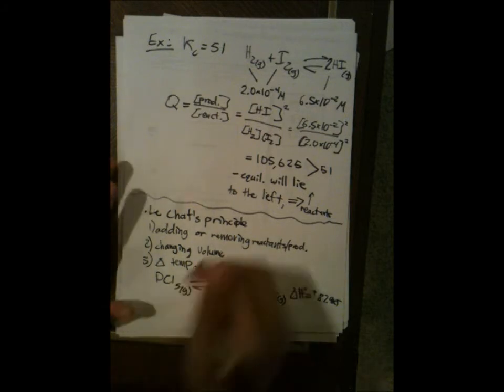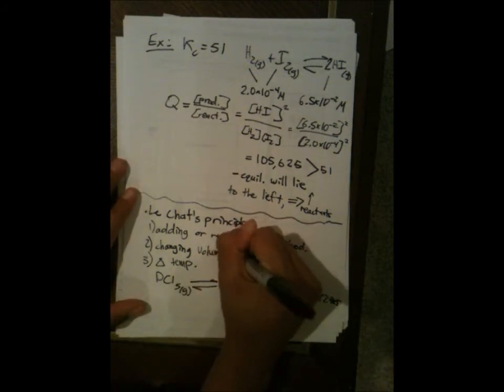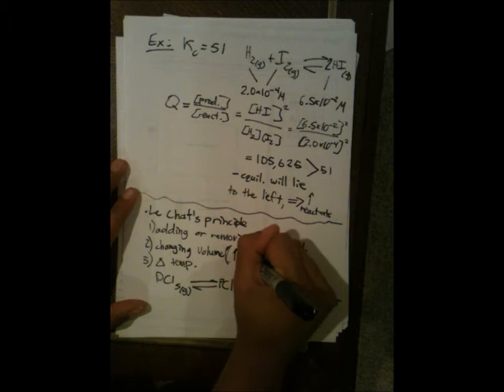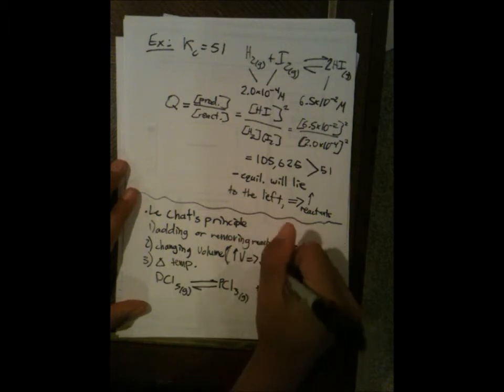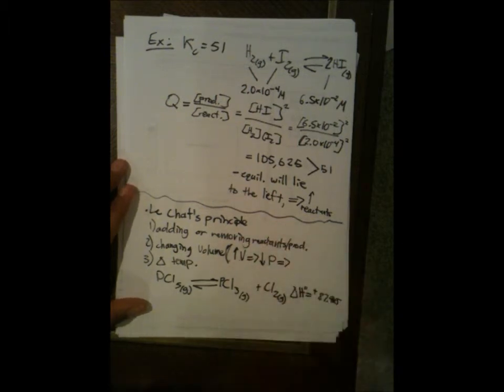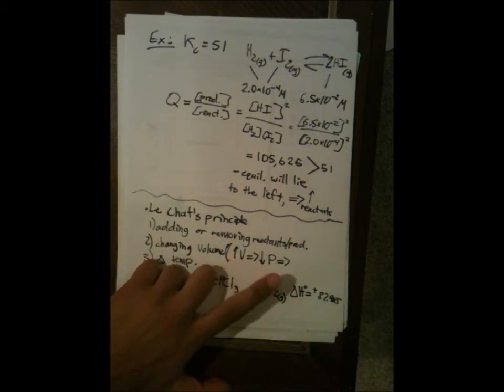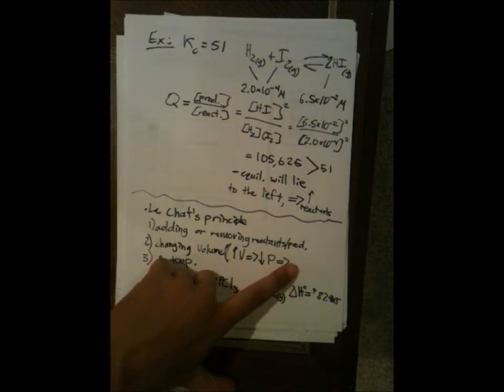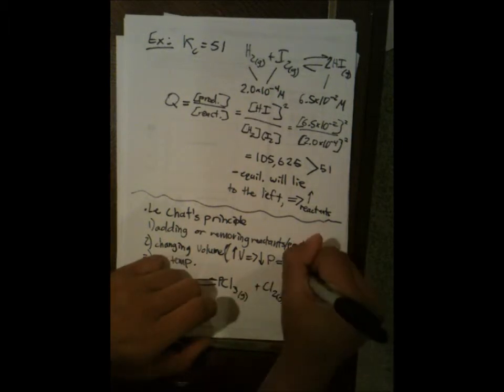Let's say you change volume. Well, what happens if you change the volume of the system? You also change the pressure. And I'll tell you right now, pressure and volume are inversely proportional. So increasing volume decreases pressure. And when you increase volume and decrease pressure, you shift to the side with higher moles, higher number of moles.